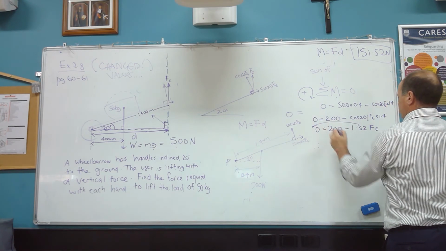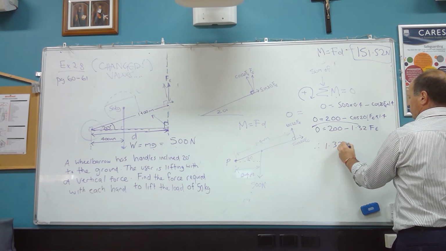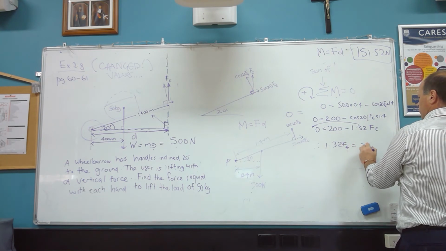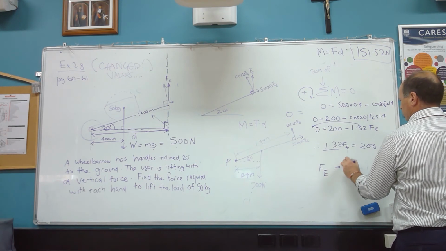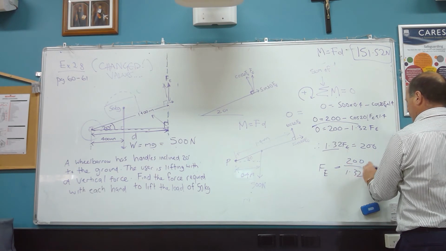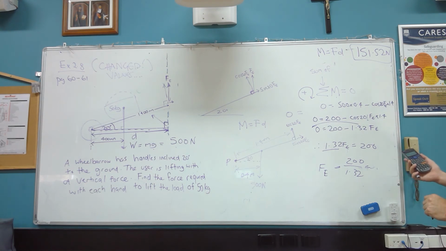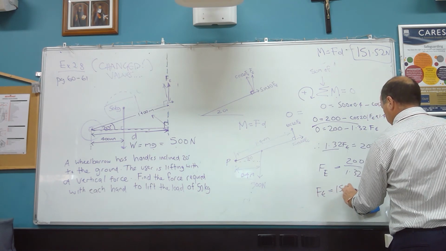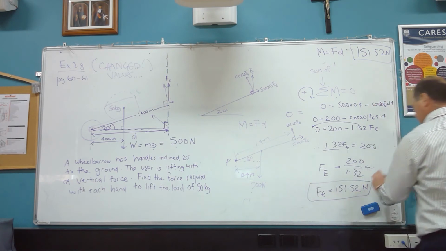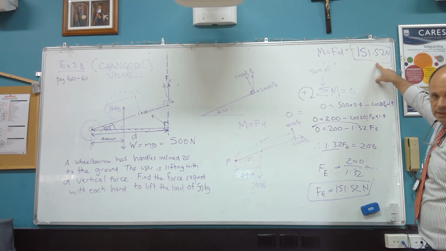Take this over the other side to make it positive and make it the subject of the equation. We end up with 1.32 Fe equals 200. Divide by 1.32. Fe equals 200 divided by 1.32. And that equals 151.52 newtons. And guess what? It's the same as the original answer.